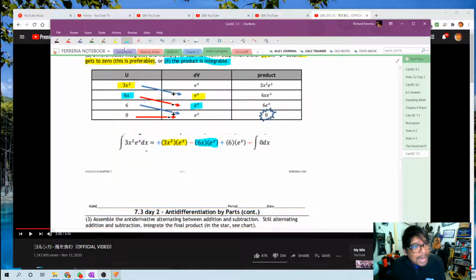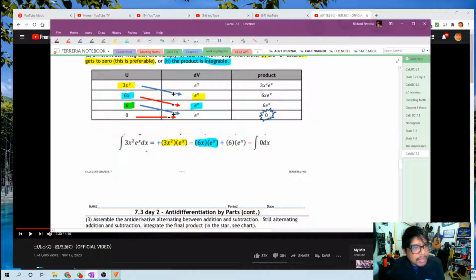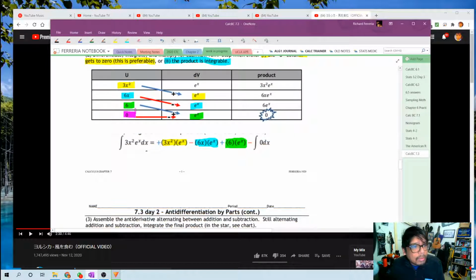My next diagonal is going to be 6 multiplied by e to the x. It's my third product, so it's going to be positive. Remember, we're alternating positive, negative, positive. And then since I'm at a 0 now, I can multiply that last one through, which is 0 multiplied by the same, and I get a 0.